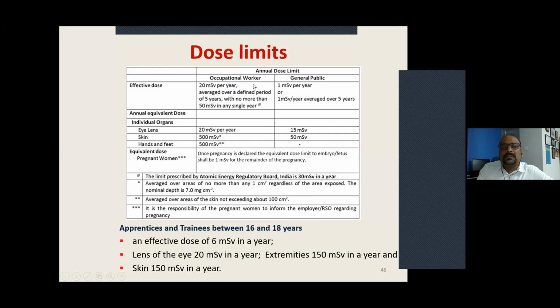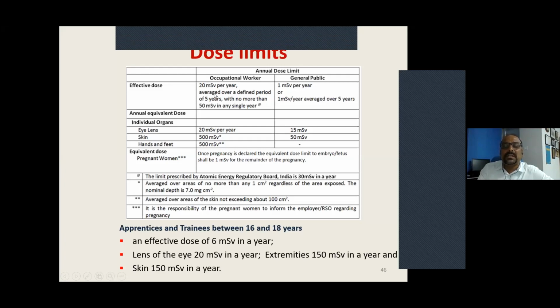Most people ask the question why it is 20 millisievert for a radiation worker and why it is 1 millisievert for the general public, because we are all the same human beings. So my answer is this 20 millisievert is safe as well as this 1 millisievert is safe. Both the limits are safe.